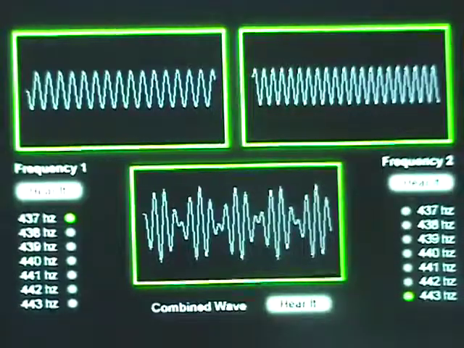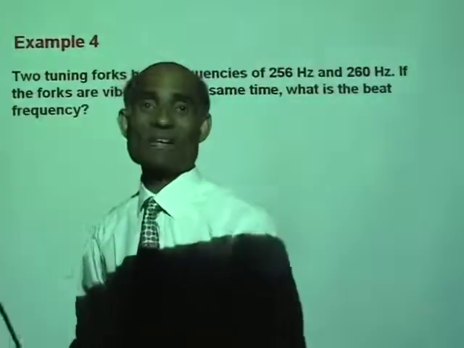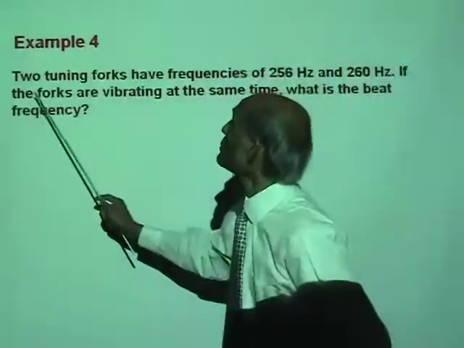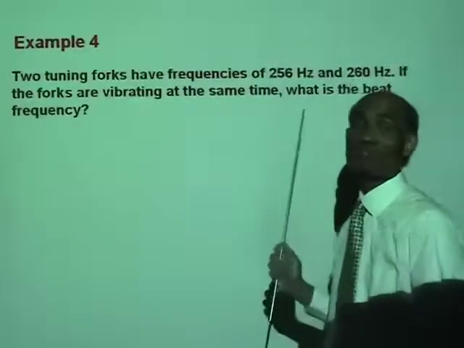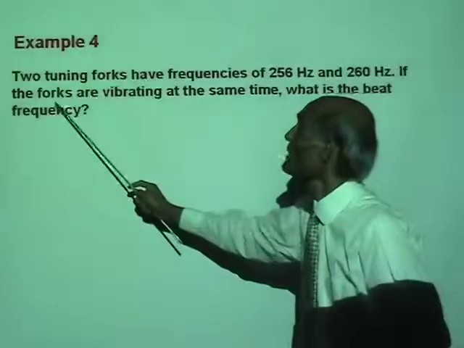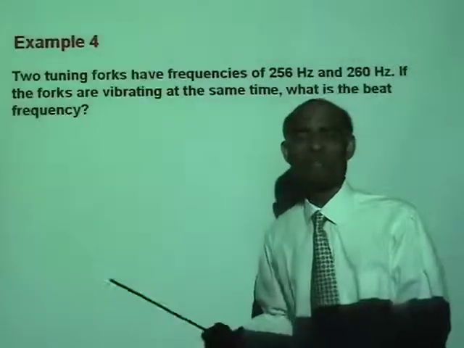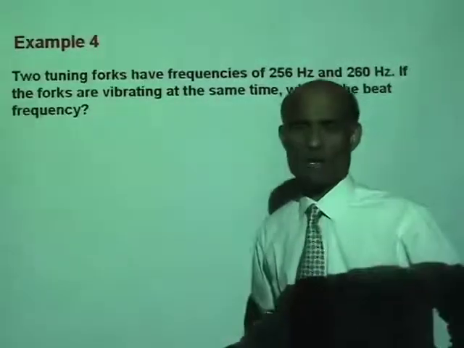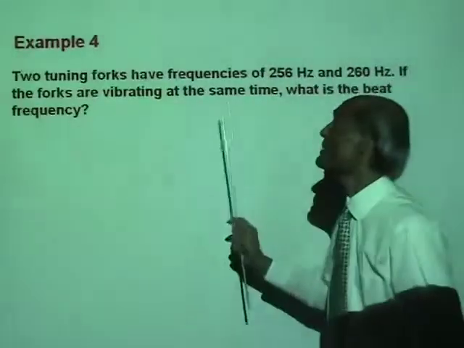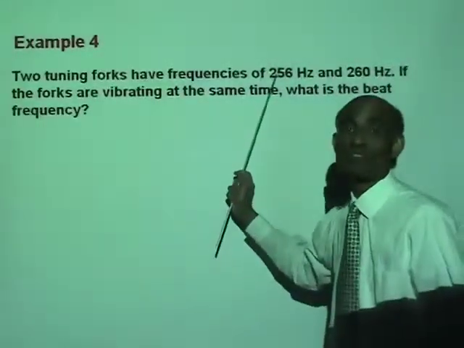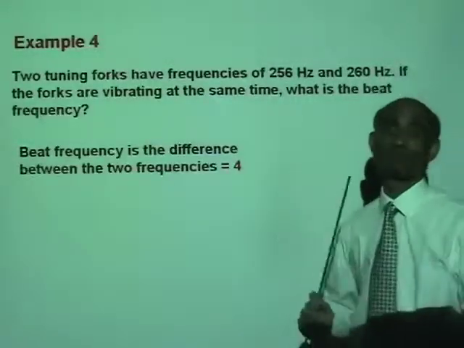Alright, so we have actually experienced beats. Let's now look at a couple of problems. Two tuning forks have frequencies of 256 and 260 Hz. If the forks are vibrating at the same time, what is the beat frequency? Well, I don't think you need my help to do that problem. The beat frequency will be the difference between the two frequencies. So the beat frequency here is 4.